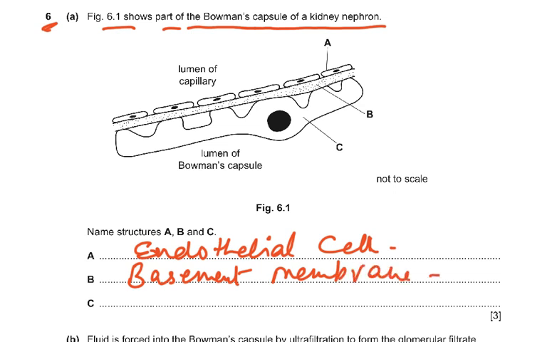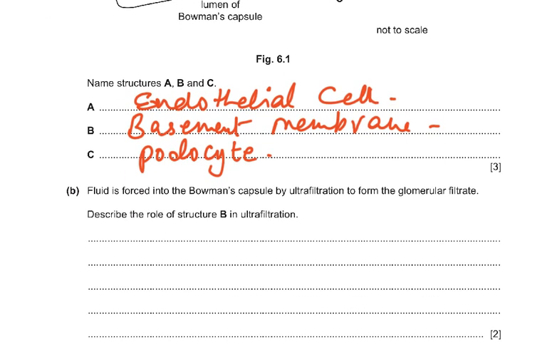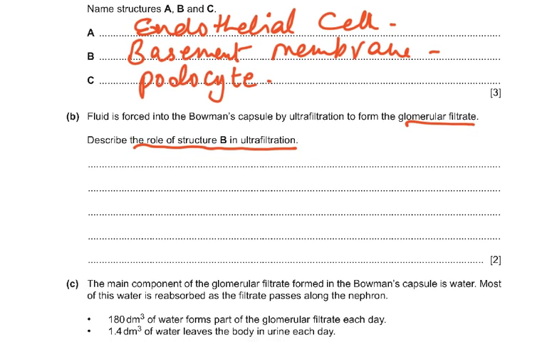If you do the past, C was the podocyte. Then, of course, we come to a slightly bit of maths. Fluid is forced into the Bowman's capsule by ultrafiltration to form the glomerular filtrate. Describe the role of structure B in ultrafiltration. Structure B is the basement membrane.